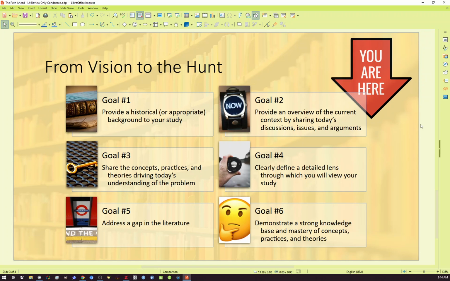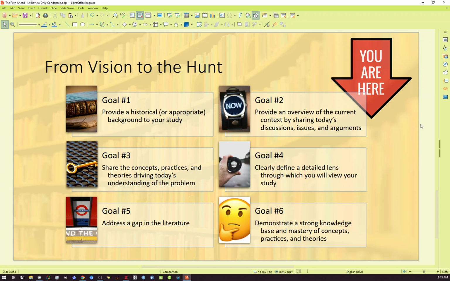Share that. Then your third goal is, hey, given this problem and what's going on, what are its big concepts? What are the practices involved? What are the theories driving our understanding of the problem that you're digging into? That's goal number 3. We're going to skip goal number 4, and we'll come back to it, and we're going to go right to goal number 5.